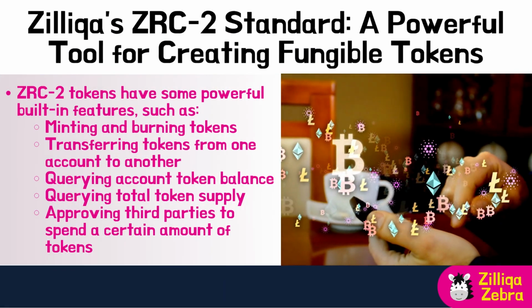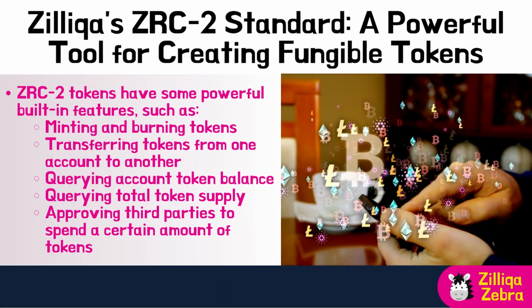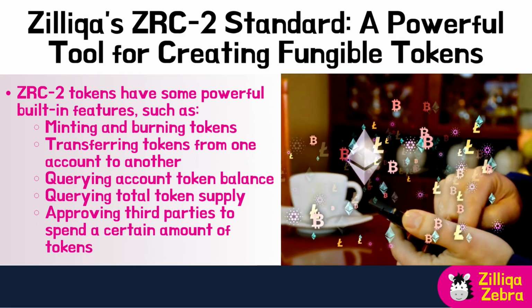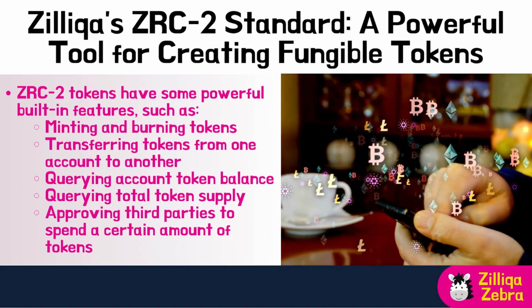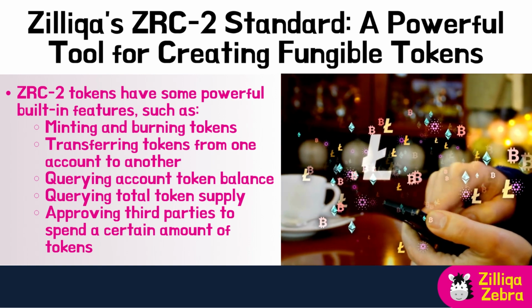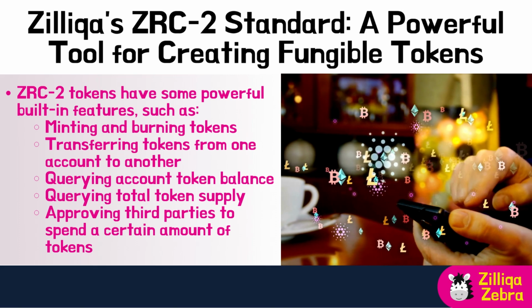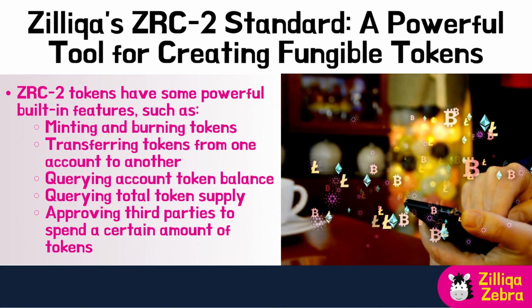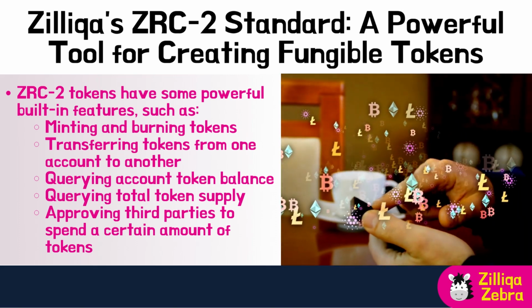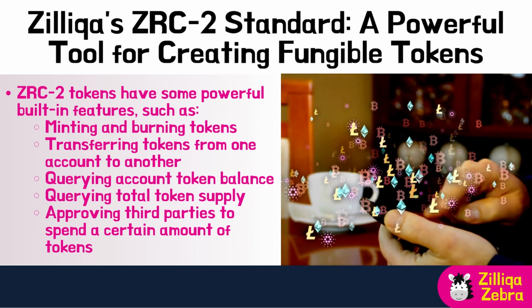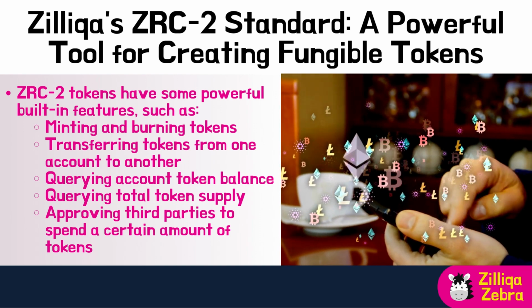Zilliqa has its own standard for fungible tokens called ZRC2. ZRC2 is a set of rules and functions that define how a token should behave on the Zilliqa blockchain. ZRC2 tokens have some powerful built-in features, such as minting and burning tokens, transferring tokens from one account to another, querying account token balance, querying total token supply, and approving third parties to spend a certain amount of tokens.